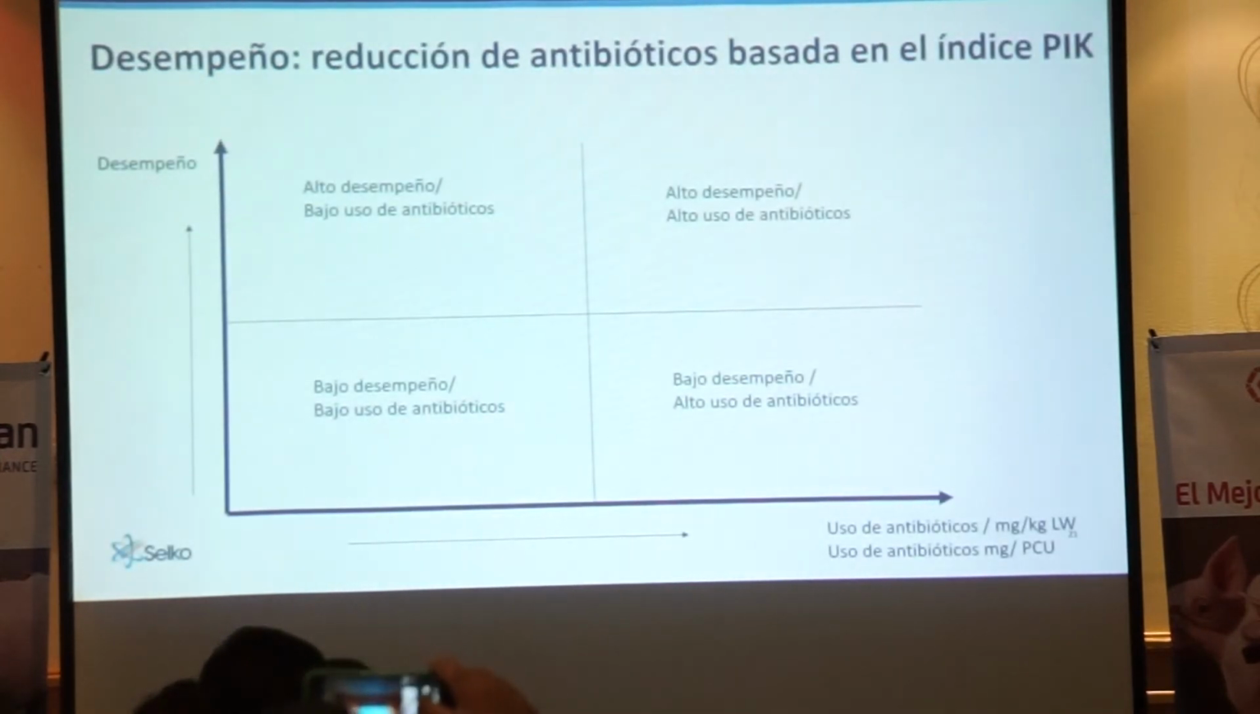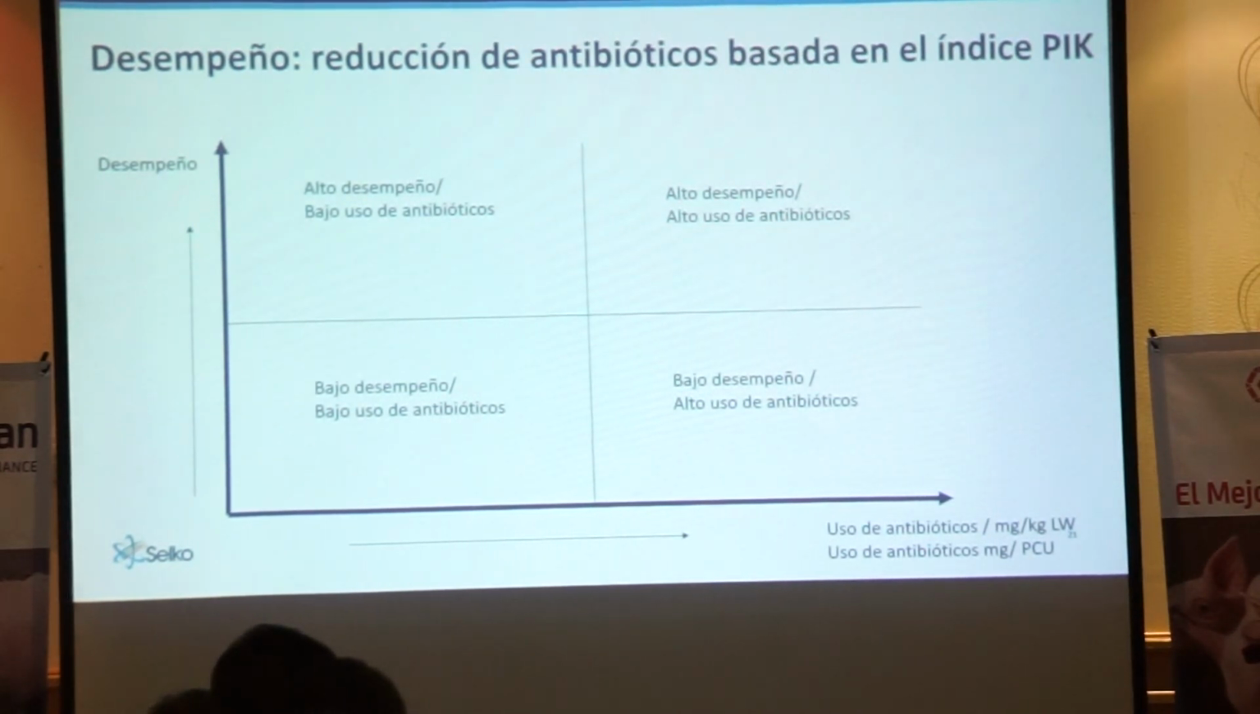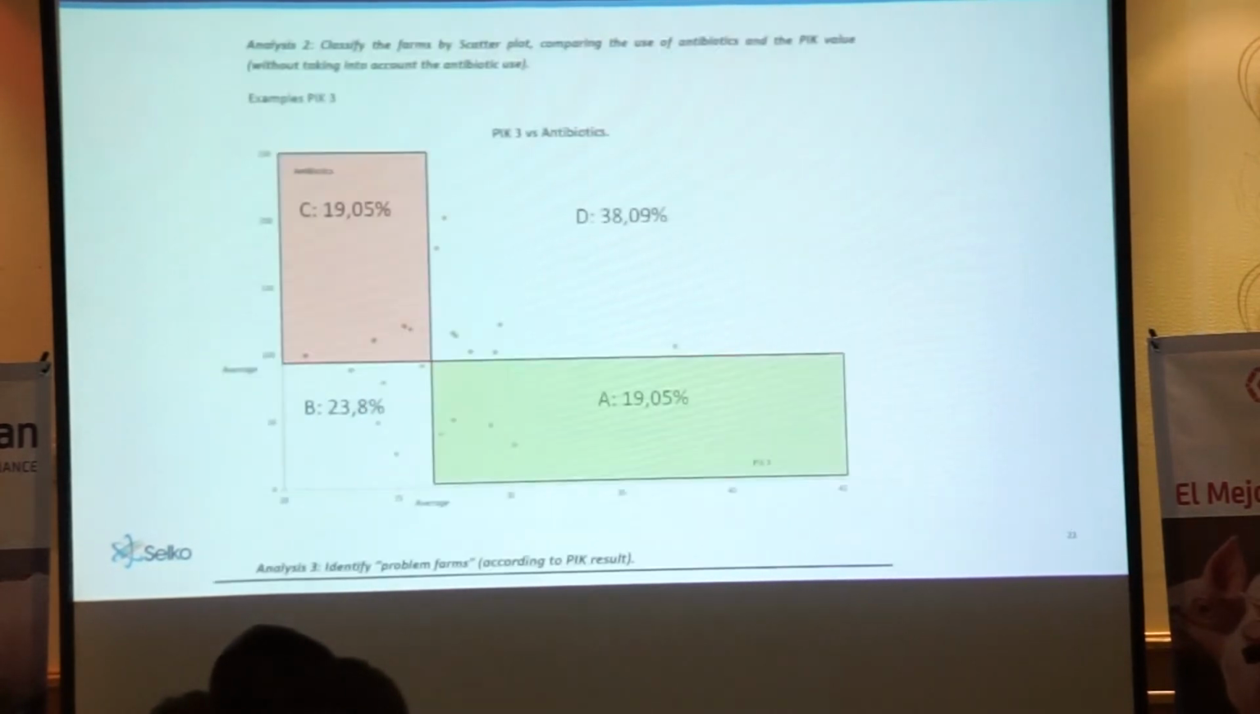So this is an example of what we have done with some big integrators in different parts of the world. So what we do is we analyze the data, the performance data, and we also analyze the use of antibiotics. But we do that for every farm. So not for the complete company, but for every farm a specific number. And at the end you get a picture like this.